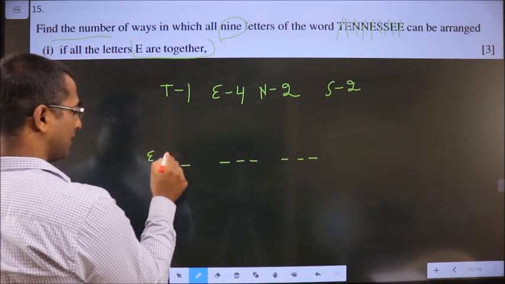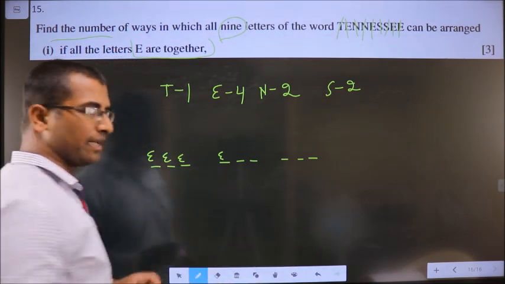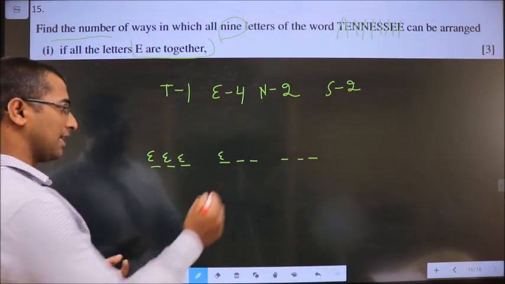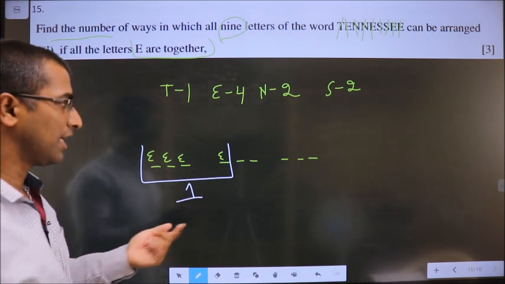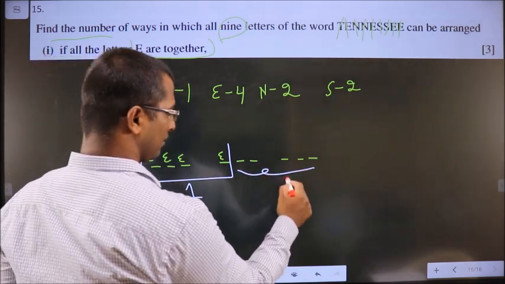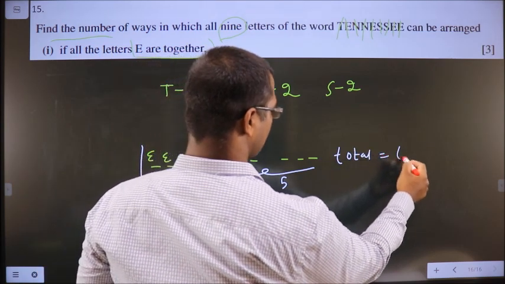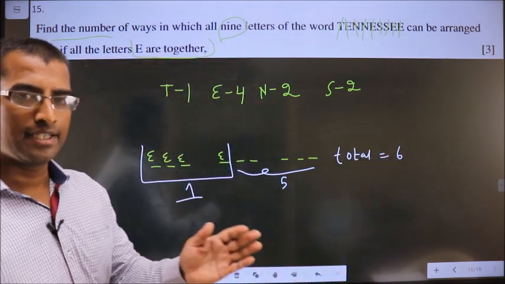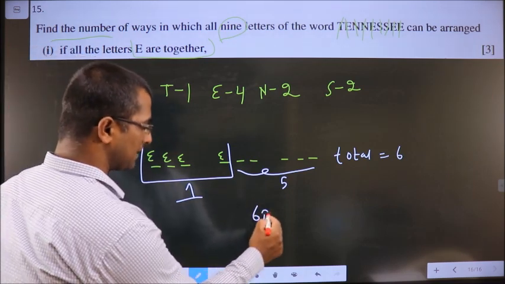E should be together means all the E's can be together only if I consider them to be one unit. So 1 along with 5. So total is 1 plus 5, 6. These 6 can be shuffled in 6P6 ways.